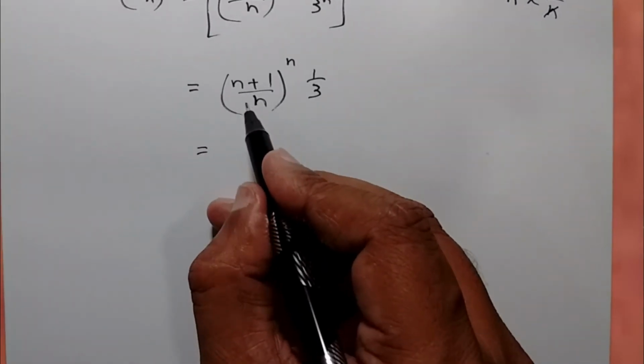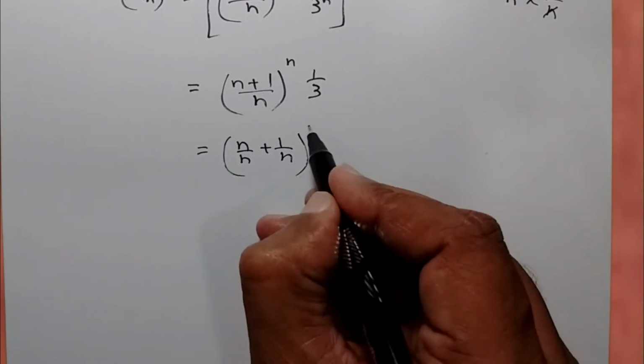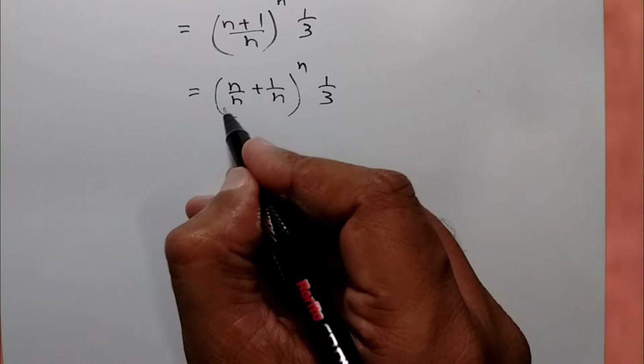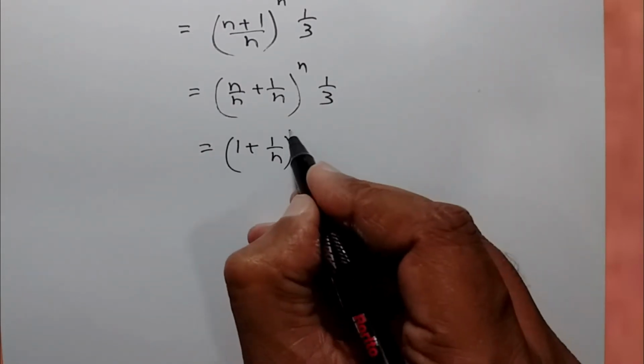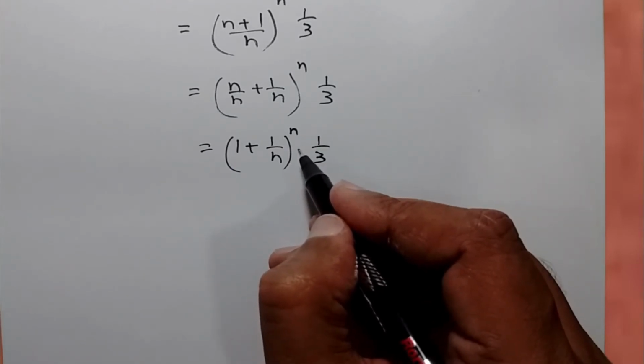Or further, you can just divide it. So it is n by n plus 1 by n to the power of n into 1 by 3. This n and n will get cancelled. You will get 1 plus 1 by n to the power of n into what you have? Into 1 by 3. So I've just simplified this.